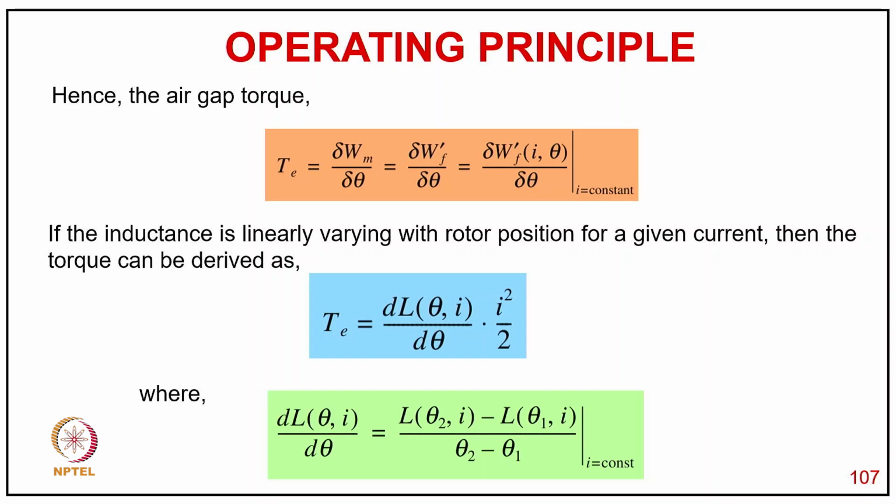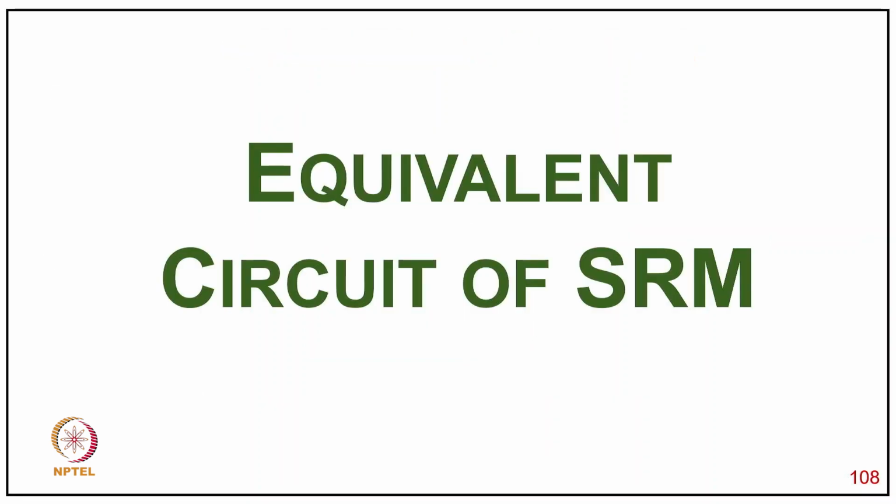So if the inductance is linearly varying with the rotor position for a given current, then the torque can be derived as T equal to (1/2) dL(theta, i) upon d theta into i square, where dL upon d theta equals (L(theta 2, i) minus L(theta 1, i)) divided by (theta 2 minus theta 1), where i is constant. Now coming to the equivalent circuit of the reluctance motor.